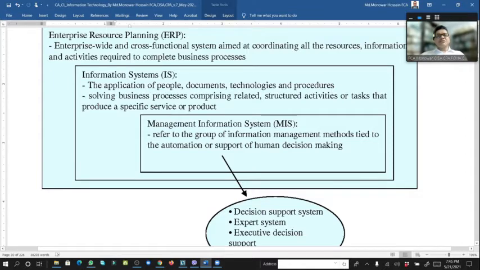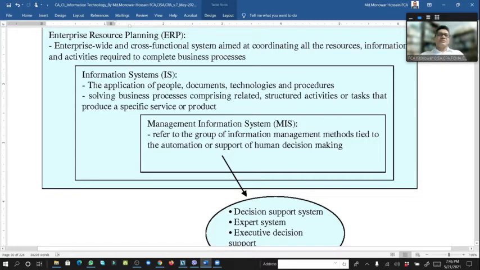How the application of the people, document, technology, and procedures solve business processes, comparing related structured activities or tasks that produce a specific service or product. So we can say that management information system is a part of information system, or within the information system. And within the management information system there are decision support system, expert system, executive support system, etc.